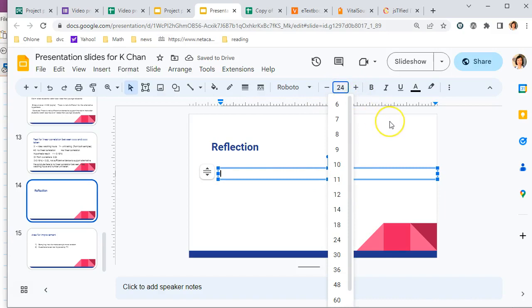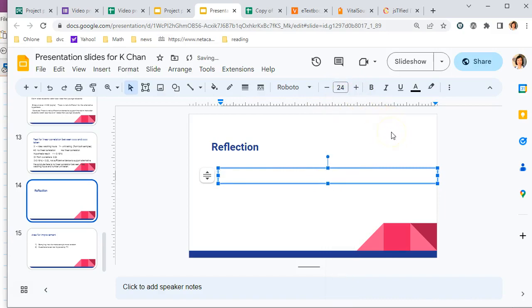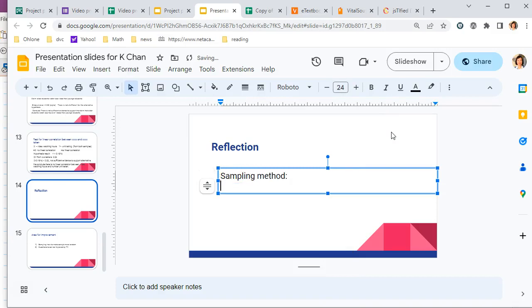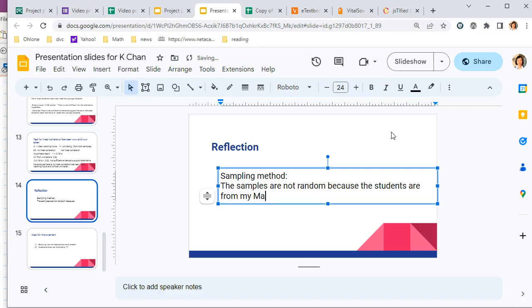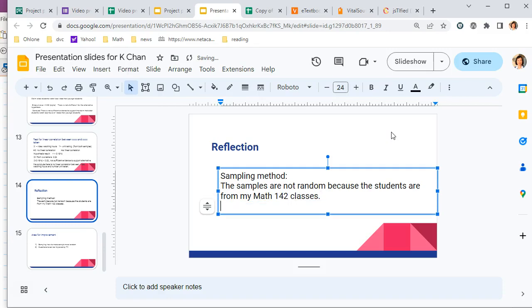Make it larger. So the area that you should talk about is your sampling method. Is it a random sample? The sample is not random because the students are from my Math 142 classes. So they are not general students.